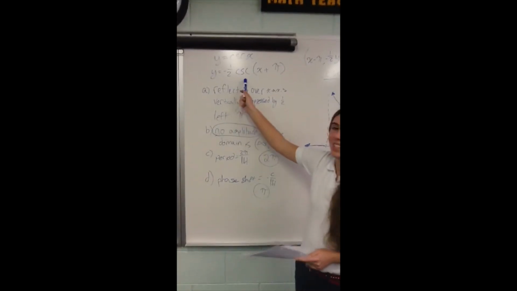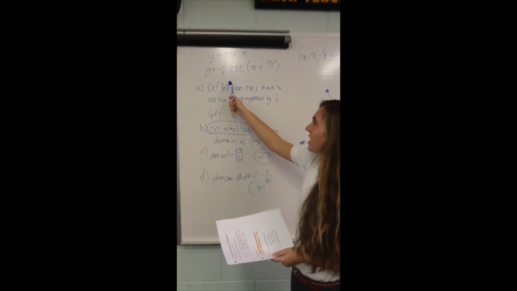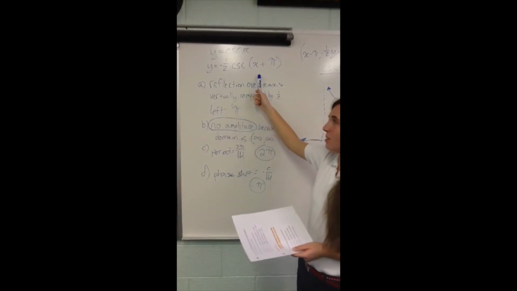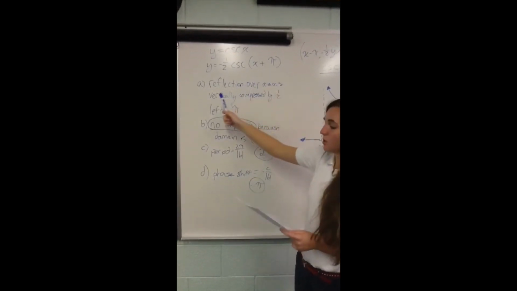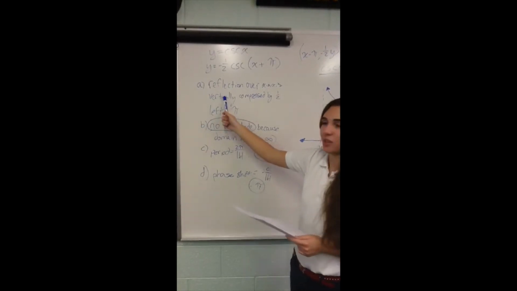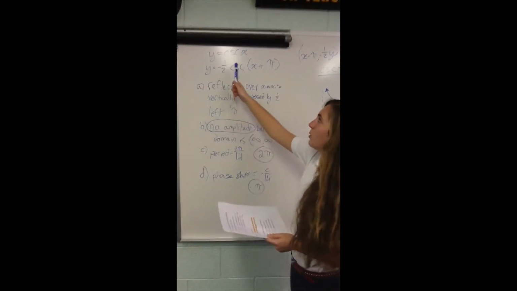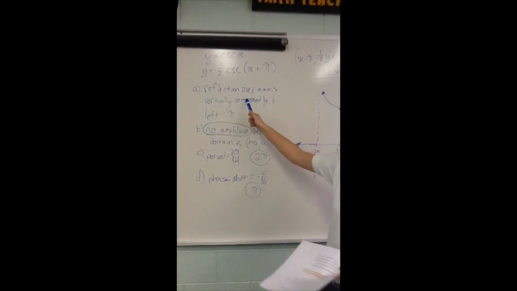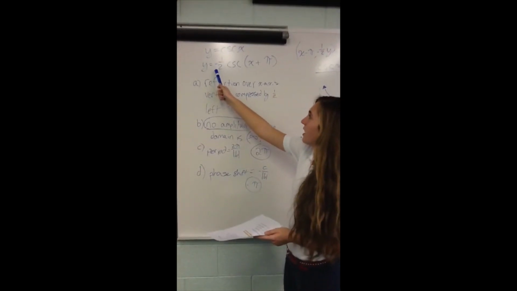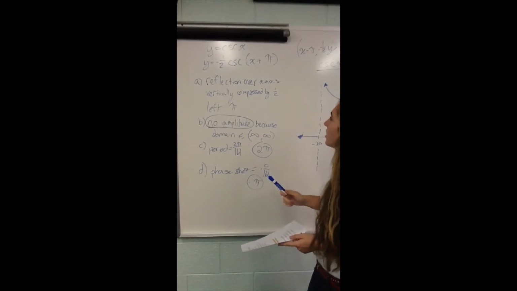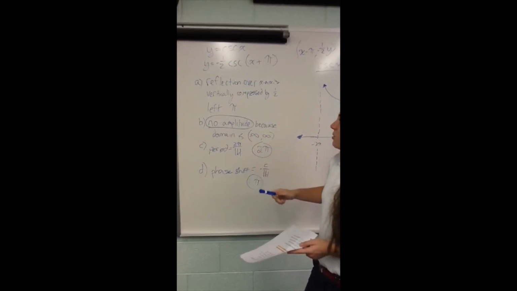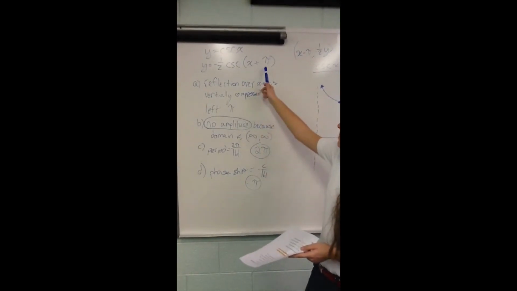This is our cosecant equation, y equals negative 1/2 cosecant, parentheses, x plus pi. First we find how that deviates from the original equation, y equals cosecant x. It is reflected over the x-axis because there's a negative right here. It is vertically compressed because of the 1/2 here, and it moves to the left pi.